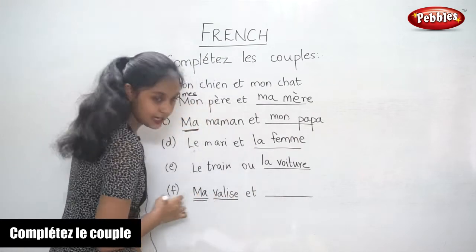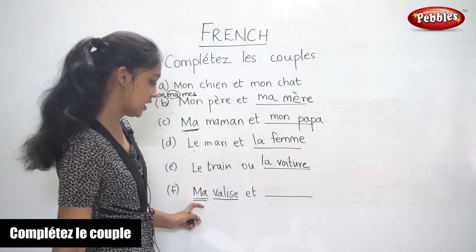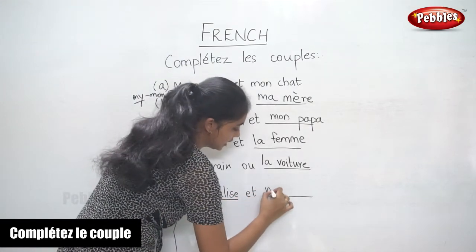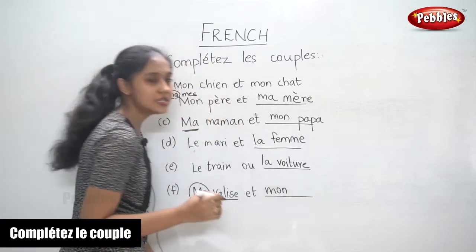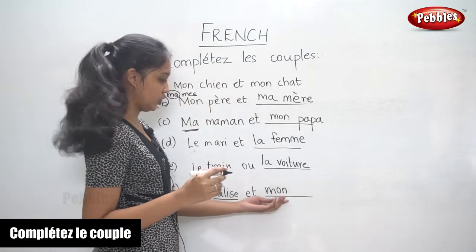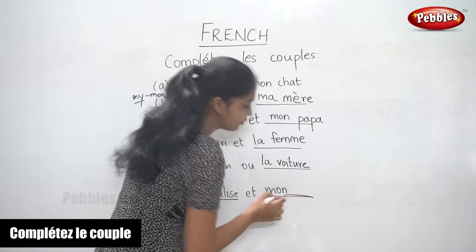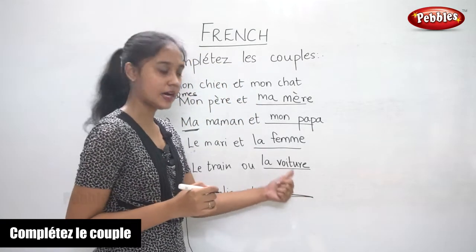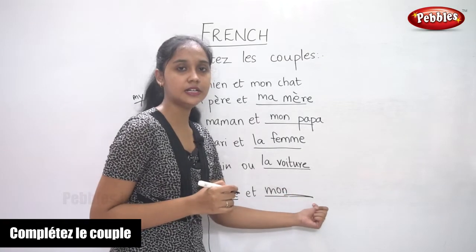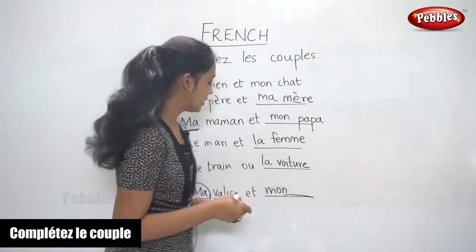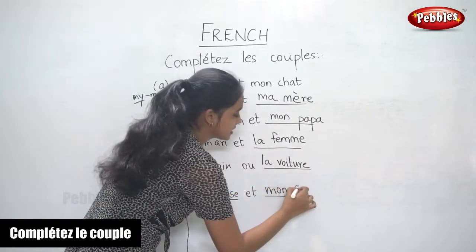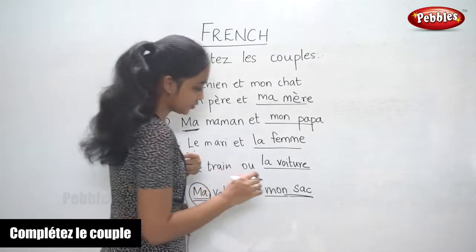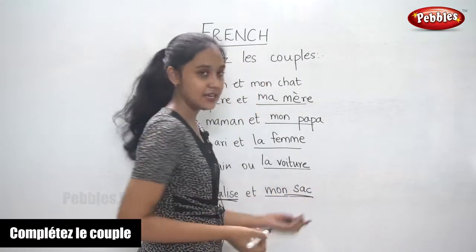And finally the last one, ma valise, my suitcase, a. So they used ma here. So the adjective used here was ma. Now we need to use a noun here that uses either mon or ma, whatever you want. So you need to fill in one of the nouns here. So this I leave up to you. You can choose whatever noun you want. So the noun I choose here is sac, because valise means suitcase, sac is a bag.